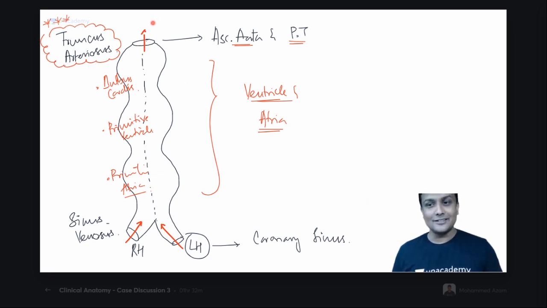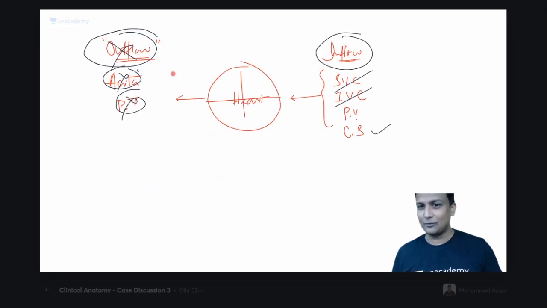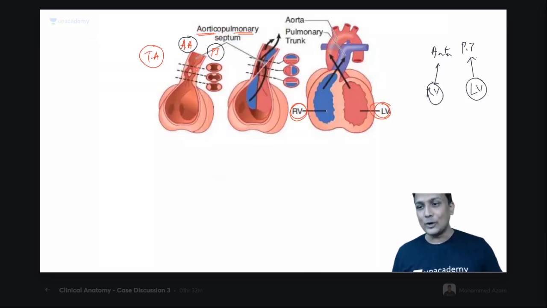Is it okay? And that is the reason why it is going to form your ascending aorta and the pulmonary trunk. Okay, and sir, how come 2 blood vessels are coming here? Between them, there is a formation of septum. And what is the name of that septum in the middle? Aorticopulmonary septum or spiral septum.